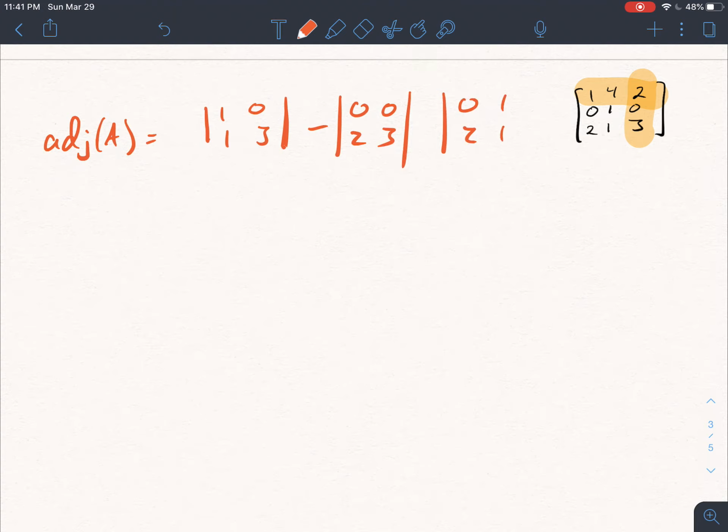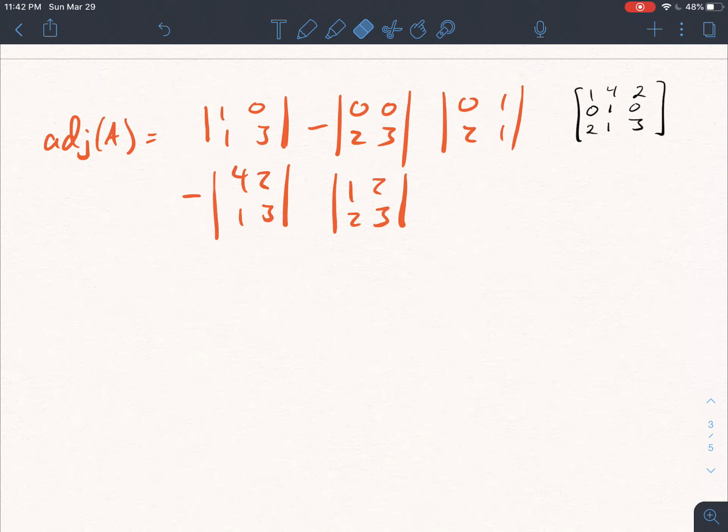That'll be positive 1 times the determinant of 0, 1, 2, 1. All right, there are 9 of these, so I'm going to start going faster. The 2, 1 entry, this one has to be negative: 4 times the determinant of 2, 1, 1, 3. What's next? I'll have 1, 2, 2, 3. And then this will be negative 1 times the determinant of 4, 2, 1, and 3 more.